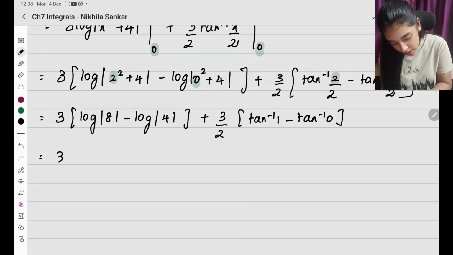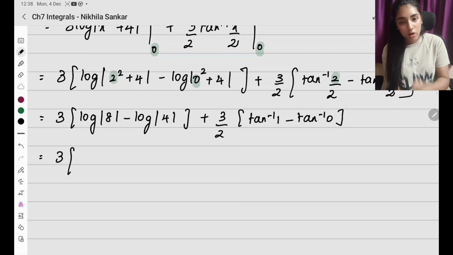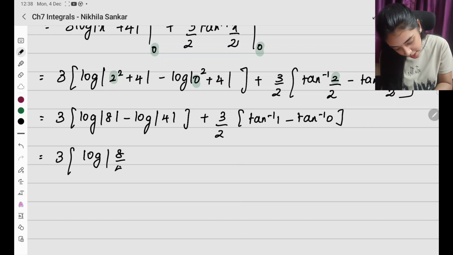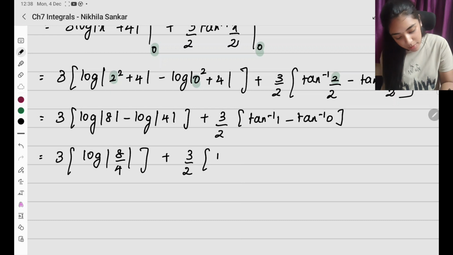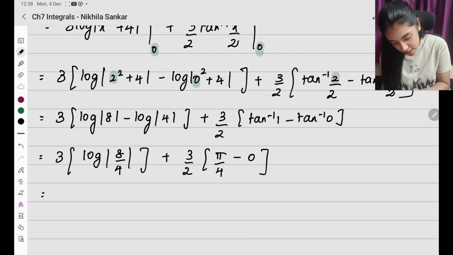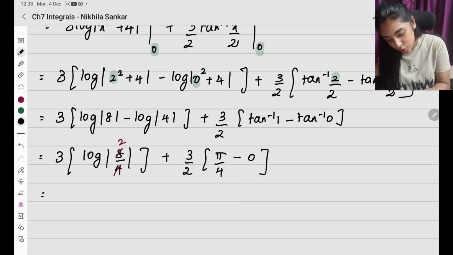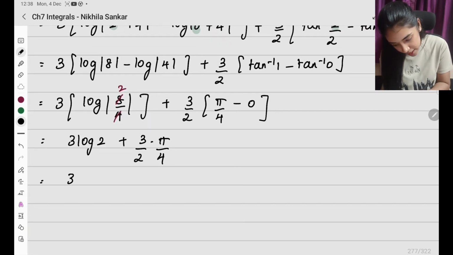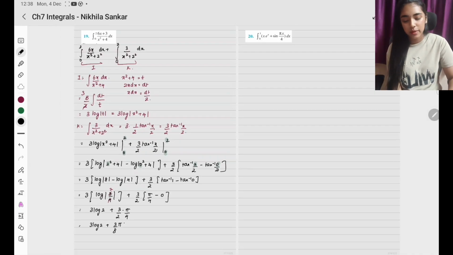So this is going to be 3 times log mod 8 minus log mod 4. Log of a minus log of b is log of a by b. So log mod 8 by 4, plus 3 by 2 times tan inverse of 1, which is pi by 4, that is 45 degrees, minus 0. Tan inverse of 0 is going to be 0. So I can cancel, and this becomes 2. So I have 3 log 2 plus 3 by 2 times pi by 4. So the final answer is 3 log 2 plus 3 by 8 times pi. So this is my final answer. Okay, please copy.